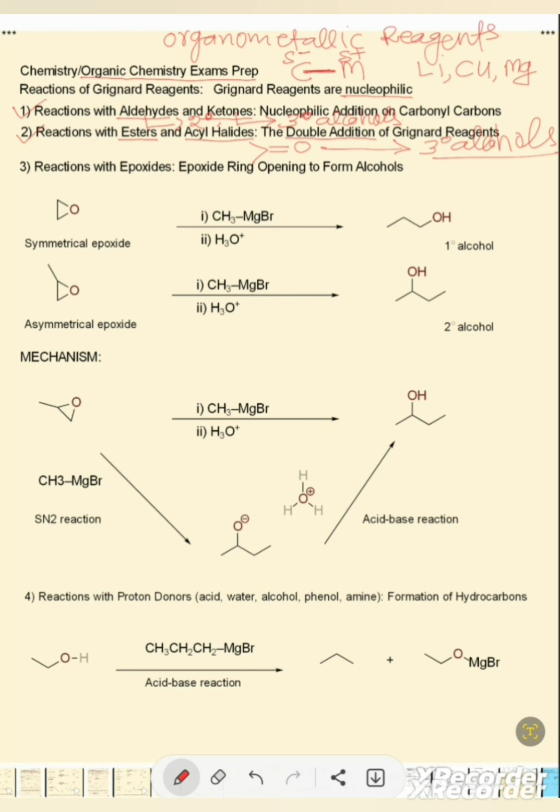Now, the third class of reactions of Grignard reagents are reactions with epoxides. They are also known as epoxide ring opening reactions to form alcohols. So this reaction is very important because here we are forming a new carbon-carbon bond on an sp3 carbon, which means that we are increasing the length of the carbon chain.